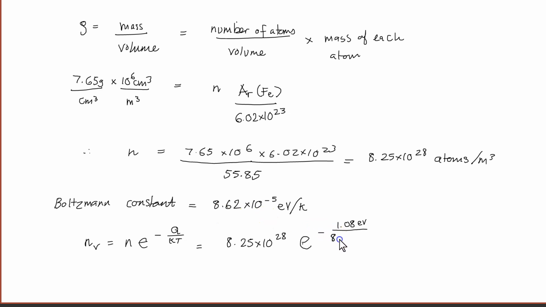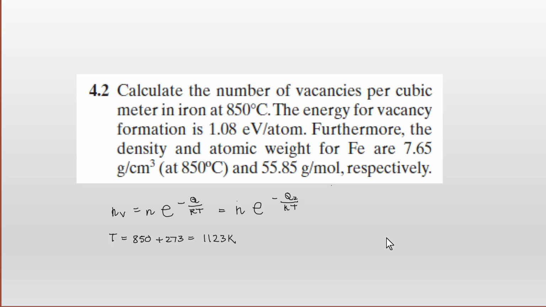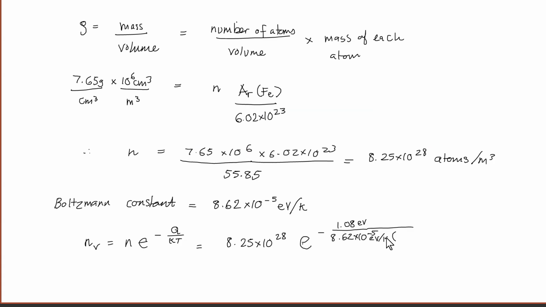And that's 8.62 times 10 to the minus 5. And this quantity is in electron volts per Kelvin. So you see the electron volts at the top here cancel the one on the bottom, and then we're going to multiply this quantity here by the temperature in Kelvin, which is 1123, and calculate that out.